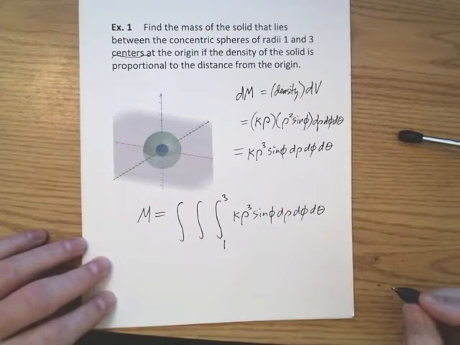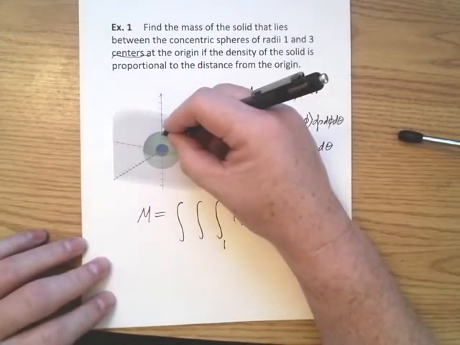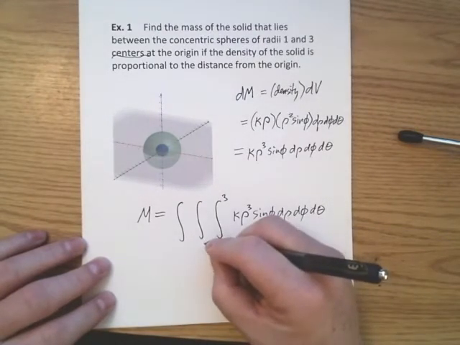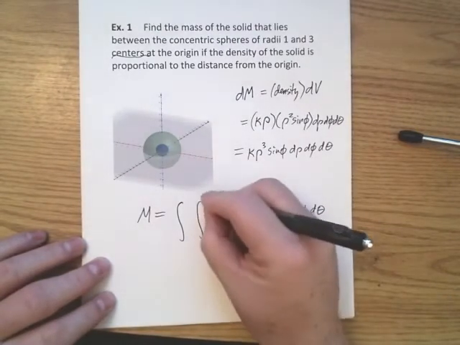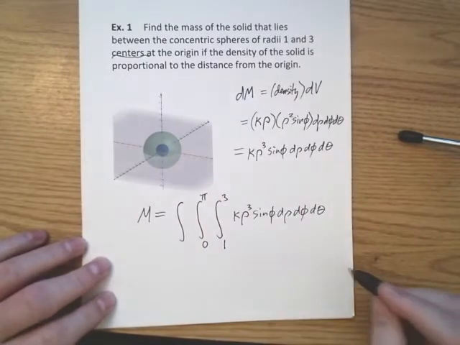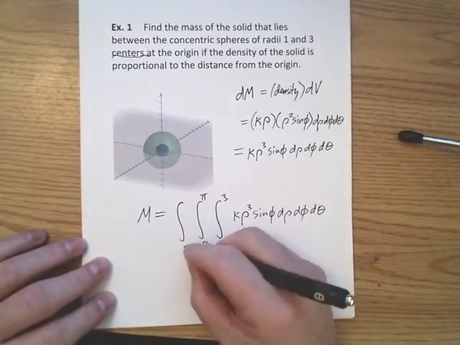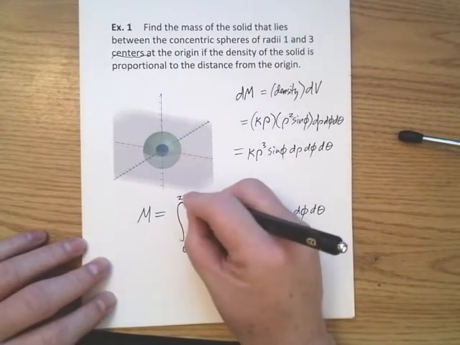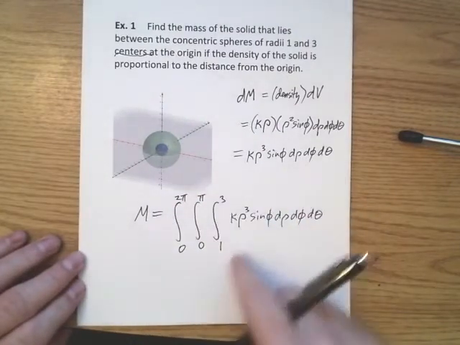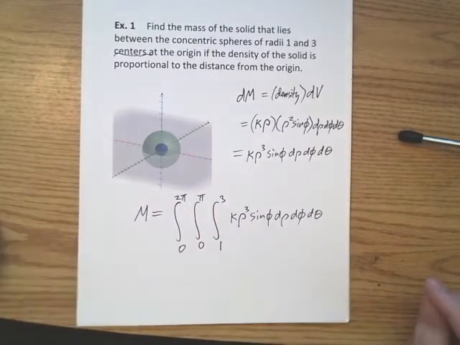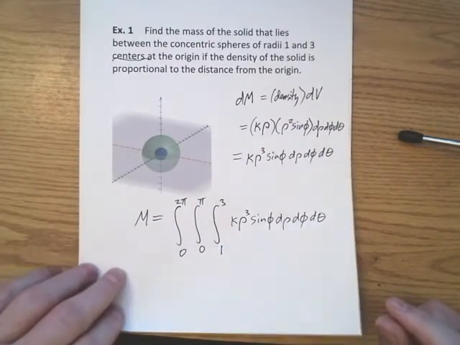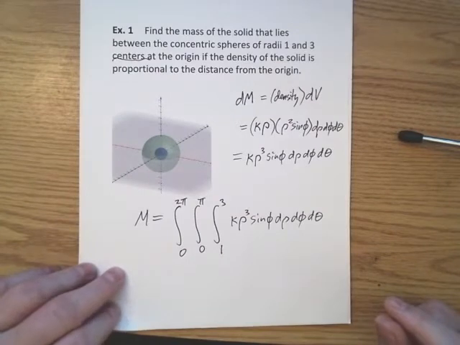Okay? How about phi? Remember, phi is measured from the positive z-axis. Regardless of theta, that would always be going from 0 to pi. That means straight up to straight down. And then we'd be going all the way around, so theta would be going from 0 to pi over 2. So you notice on this problem, we've got nice constant limits of integration, which is probably what you'd expect on such a perfect problem for spherical coordinates.